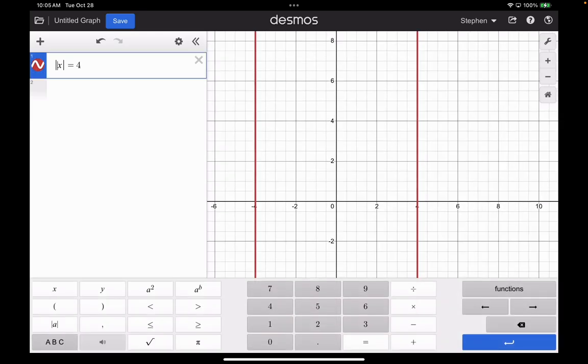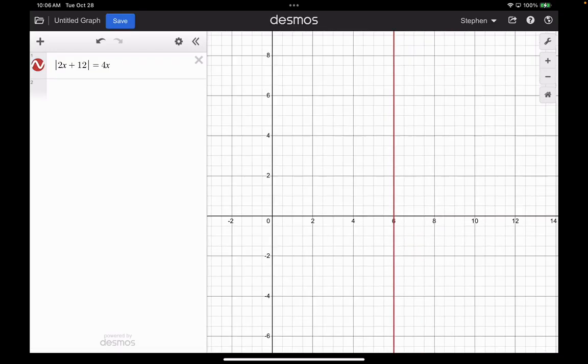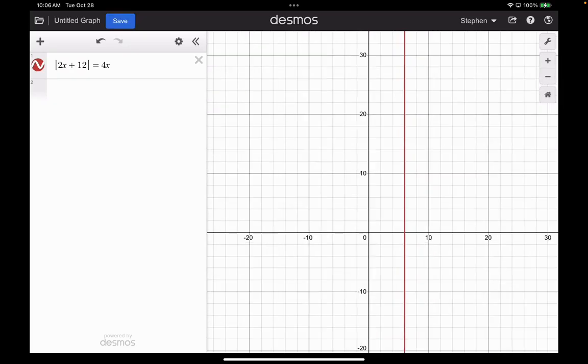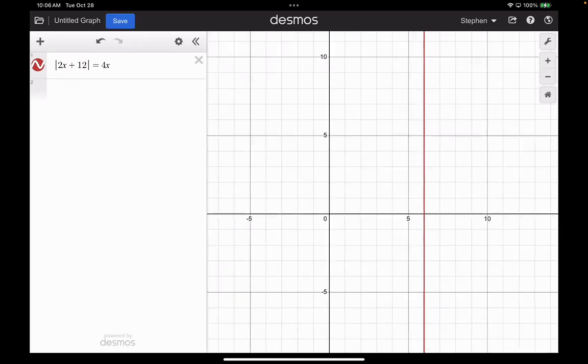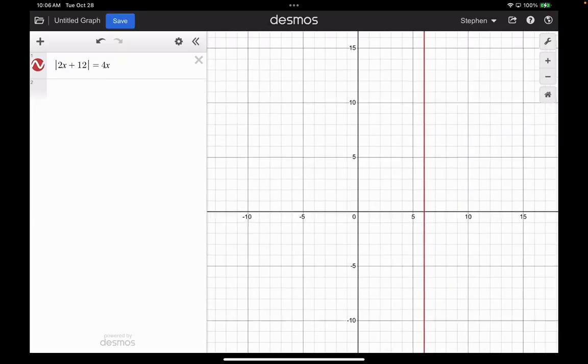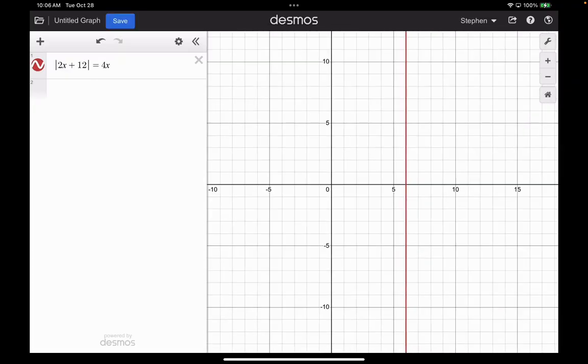So here's the other problem I was doing: the absolute value of 2x plus 12 equals 4x. It's just 6, only because 6 works. 2 cannot be one of them, because one of them is extraneous. Negative 2 is extraneous. So is it?